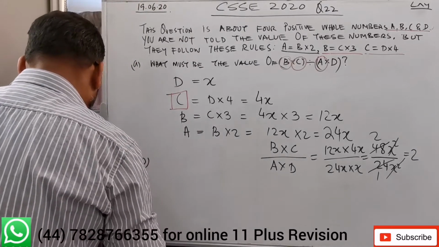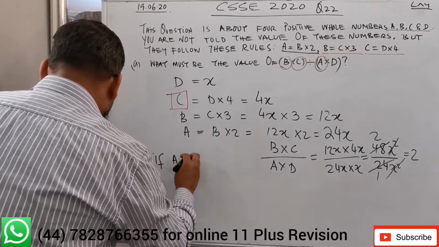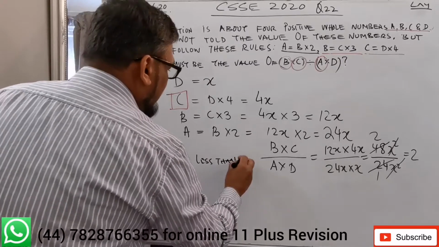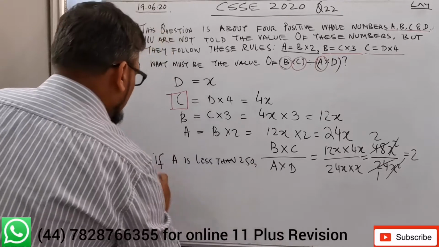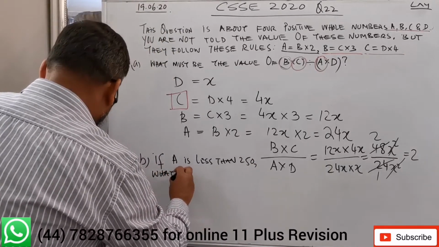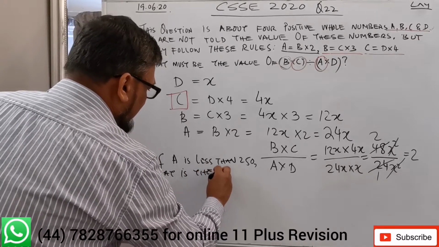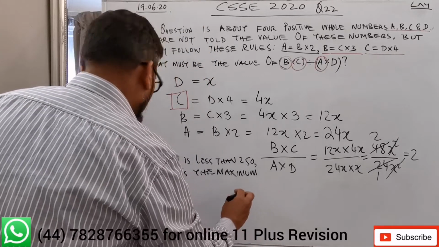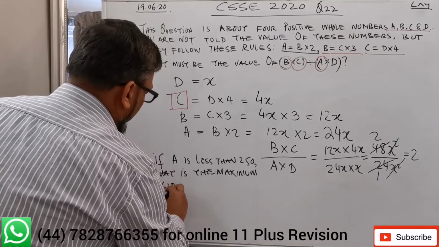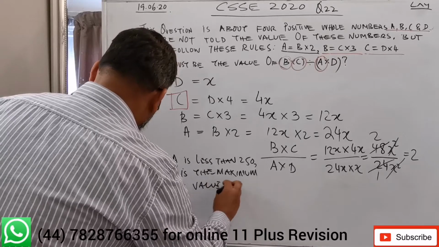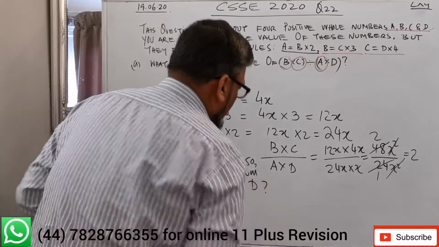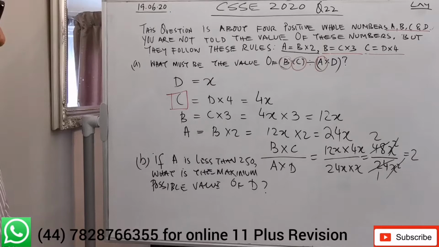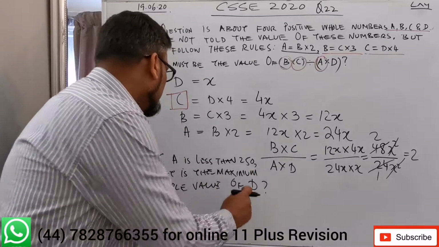So the question, part B: if A is less than 250, what is the maximum possible value of D?